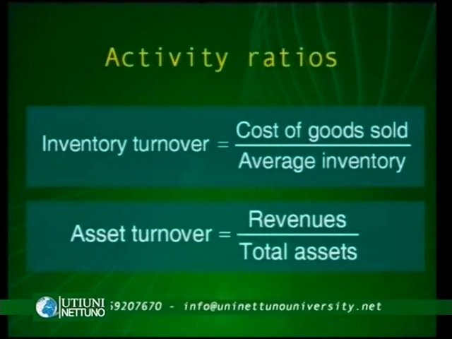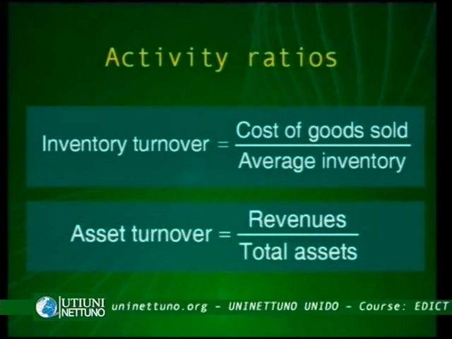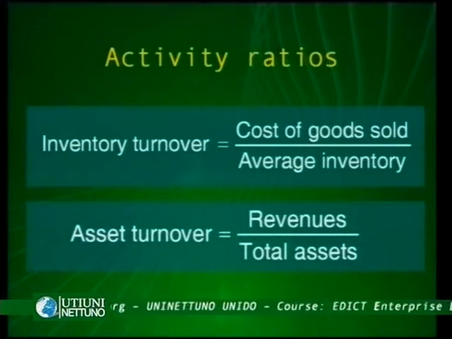A second category of financial ratios is activity ratios. Activity ratios help us to understand how efficiently some specific assets are used in the projects. Here we have 4 different types of activity ratios, of which 2 are described in these slides. The next 2 are described in the next slides. In particular, the first activity ratio that we describe in this slide is the inventory turnover.